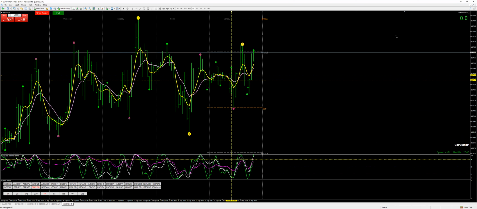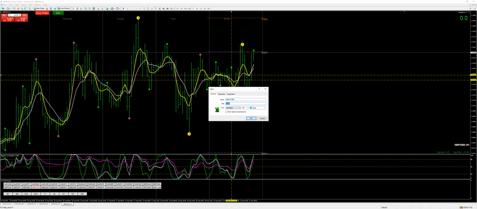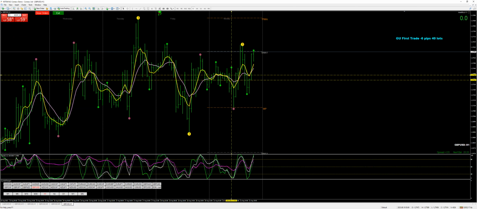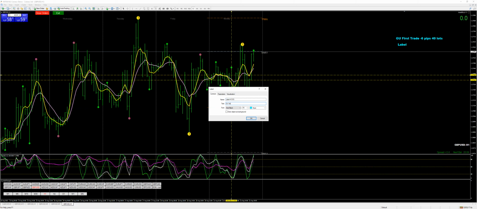So GU first paid minus 6 pips, 40 units. Okay. And EU second paid 23 pips, 40 lots.